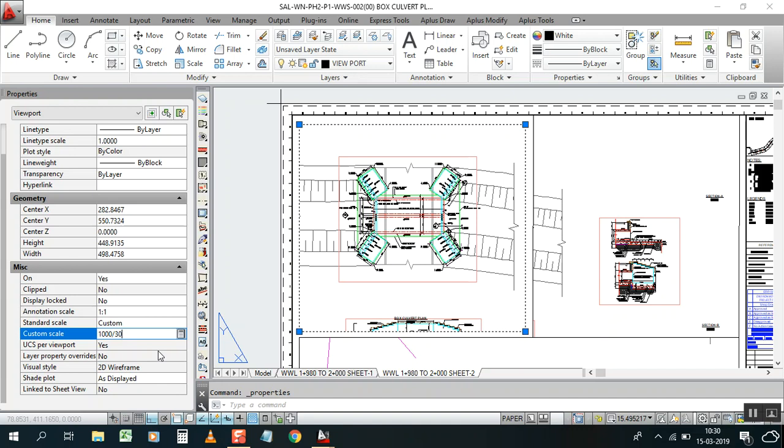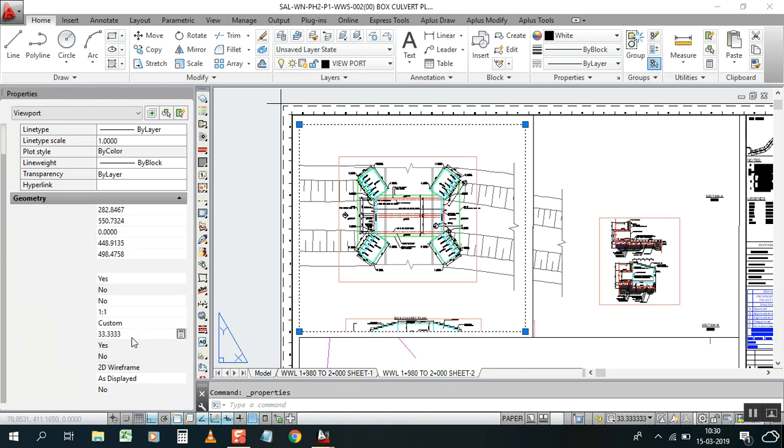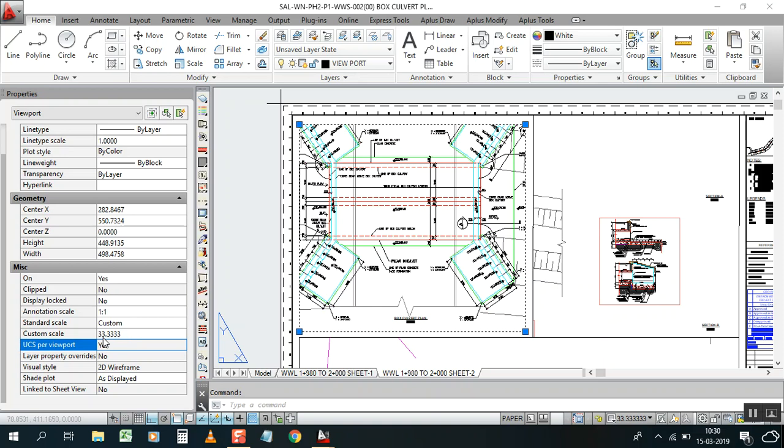1:30, because 1000 means that this is a unit of the scale. If your plan is in meters, just type 1. If your plan is in centimeters, just type 1000. Because my plan is in centimeters, I'm typing 1000, divided by 30, which means you are going to set it in 1:30. Now I just type 1000 divided by 30, press Enter, and it shows you 33.33. Don't care about this one.